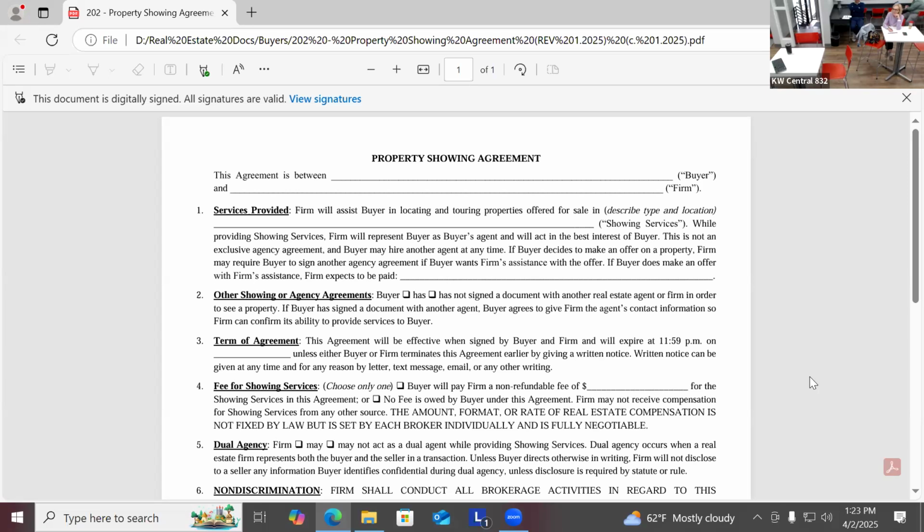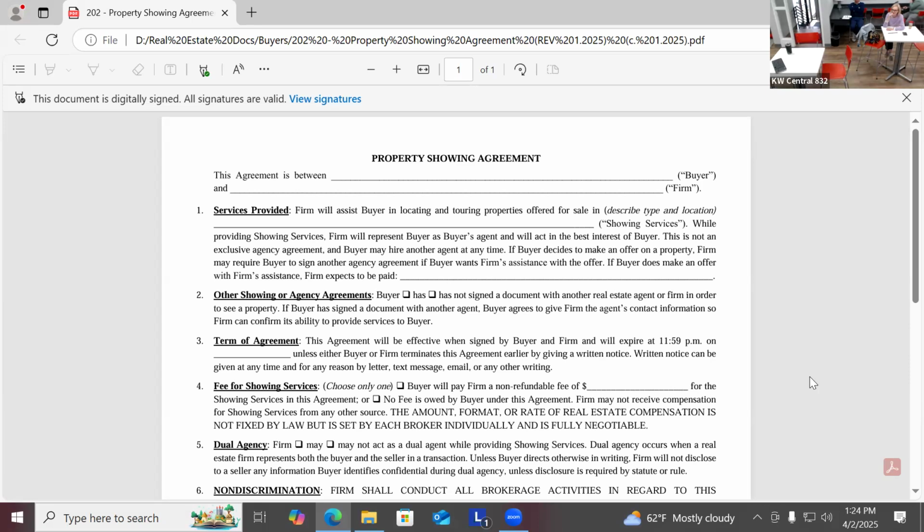So, this is due to the NAR settlement. This is the showing agreement. It asks whether the buyer has or has not signed a document with another real estate agent in order to see a property. They can, it doesn't matter, it doesn't mean that they can't sign this one to look at this property with you. And we would put our LLC on that line too. That's correct. Yep, everywhere it says firm.